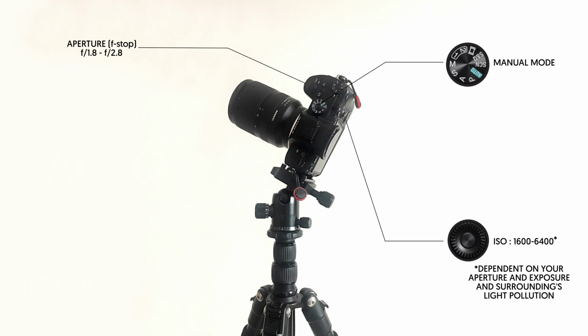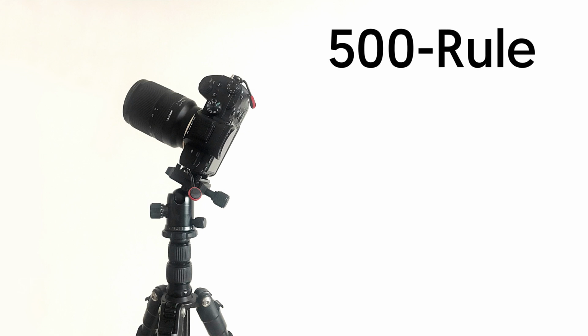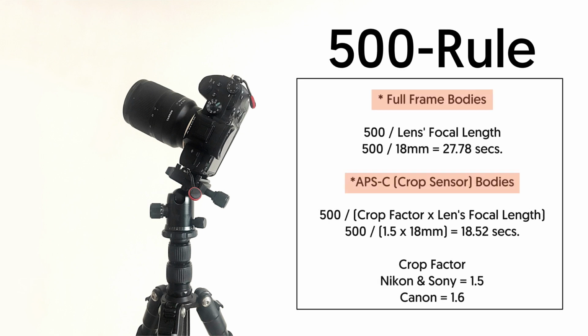As for long exposure, the way to calculate how much we need to leave the shutter open depends on your lens focal length and the camera body, whether it uses a full frame or crop sensor. We can use the conventional 500 rule, wherein if you're using a full frame sensor, we just need to divide 500 by whatever lens focal length you intend to use. And likewise, we have to consider the crop factor if you're using a crop sensor body.